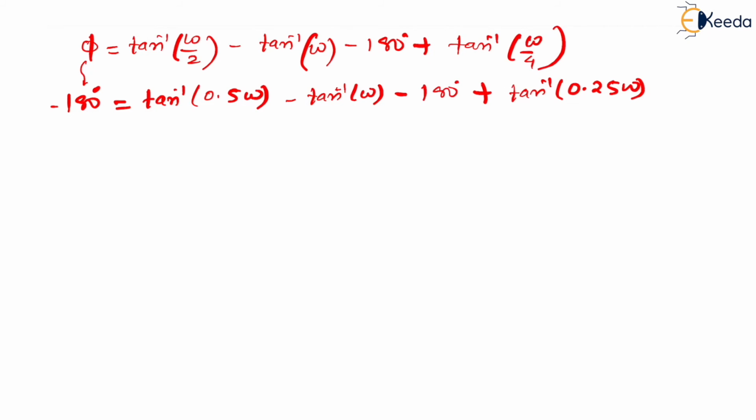Now let us combine these two, this one and this one. What is that? Tan inverse A. Let me write down the formula for you if you don't know. Tan inverse of A plus tan inverse of B is equal to what?